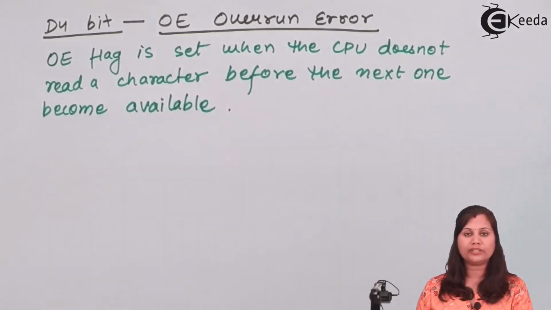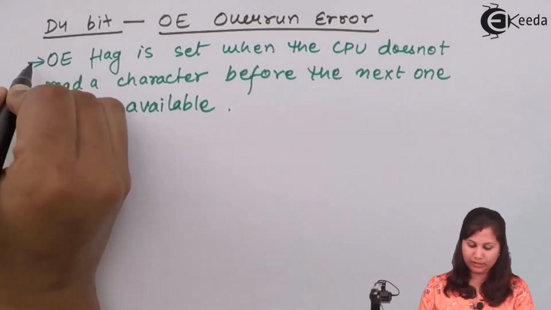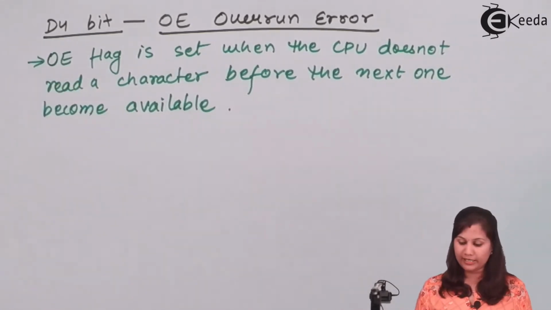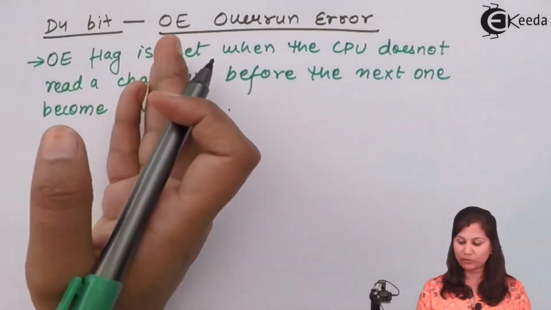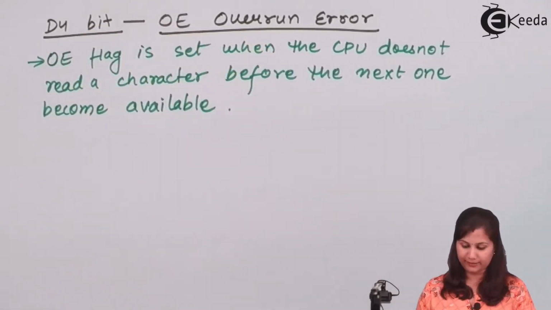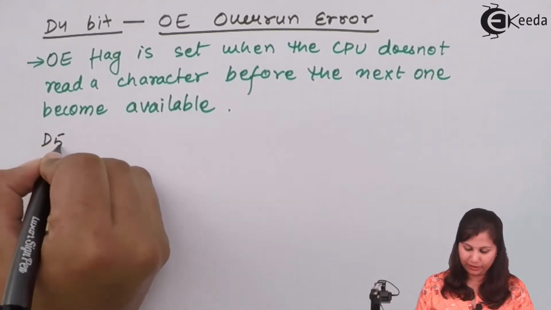So this overrun error will occur if the microprocessor, the CPU, is not reading the data, and again the next data has come. So this is the overrun error. This D4 bit will be set whenever this error occurs. Next we have the framing error.